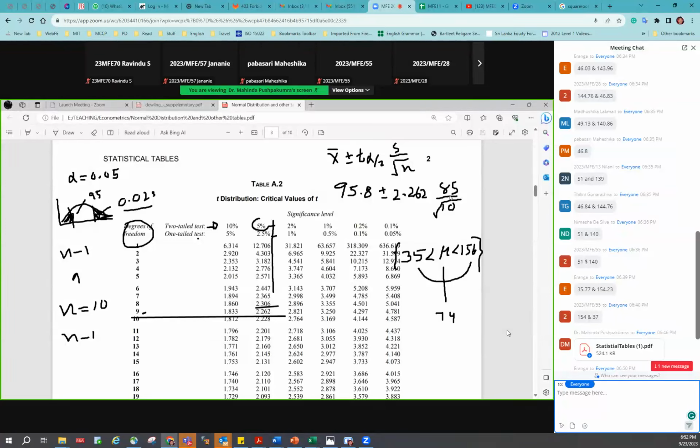Population mean is 79. Then our statement is now correct. I can say I am 95% confident the population mean is between 35 and 156. This is the way to construct a confidence interval and interpret it. It is very simple. The only thing is that you should have a clear understanding about why we construct confidence intervals.